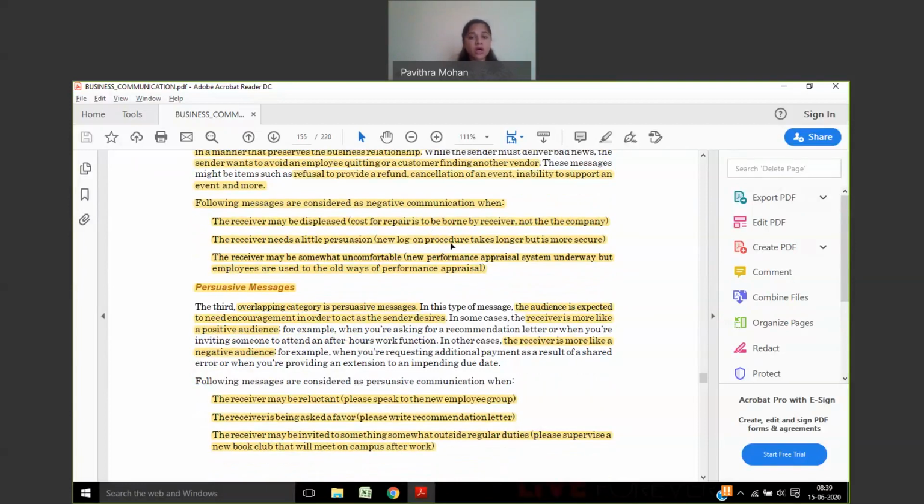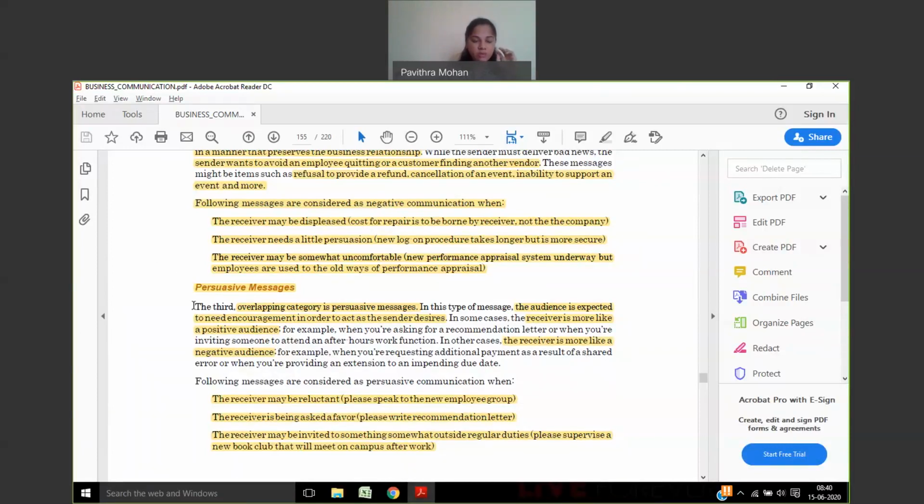A new log on procedure takes longer but is more secure, like an Android phone update or app update. All these things might require a longer time, but if you do that, the system will become simpler or faster. All these benefits will be available, but doing that will consume a certain amount of time. You have to follow certain instructions. This is somewhere where I have to persuade you to do certain things, but you are not happy doing it. This is called persuasion.